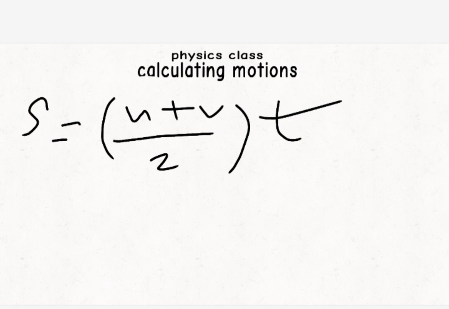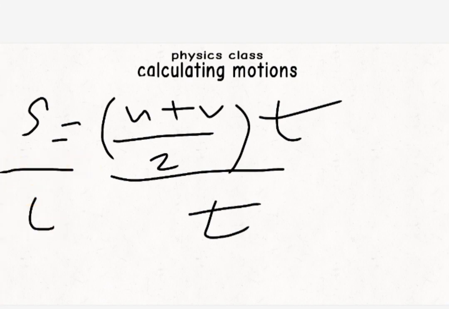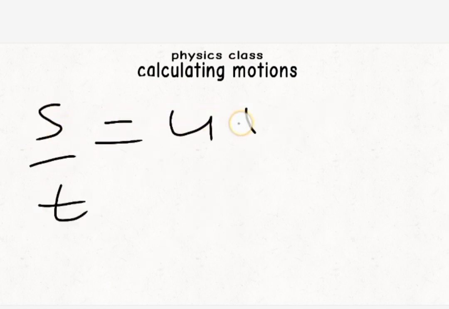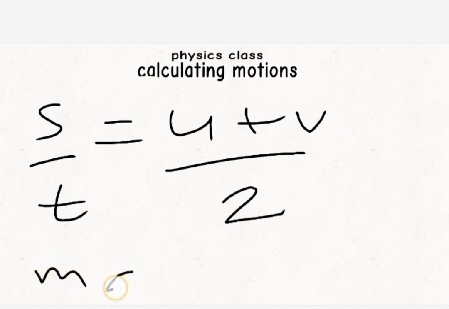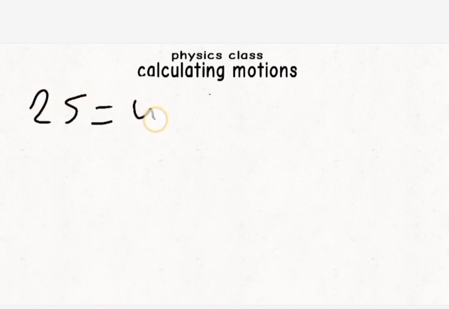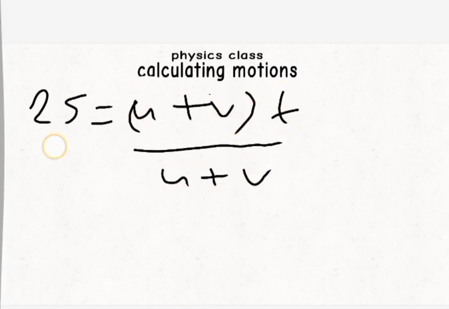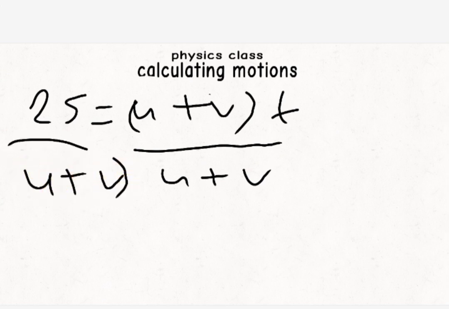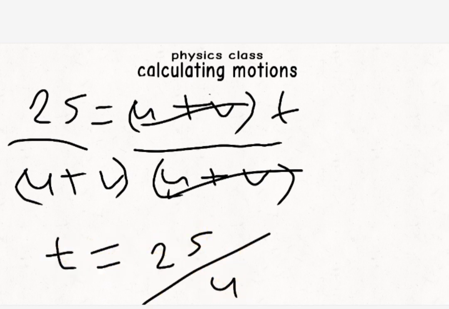So making t the subject of formula, we are dividing both sides by t. If you divide both sides by t, then t will cancel t here. So we have that s over t is equal to (u plus v) divided by 2. Since we are trying to make t the subject of formula, multiply through by 2. Then afterwards we divide both sides by u plus v, since we are making t the subject. So u plus v will cancel u plus v. Therefore, we have that t is equal to 2s divided by (u plus v).